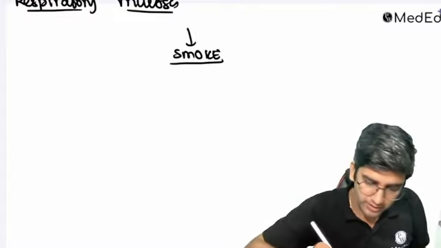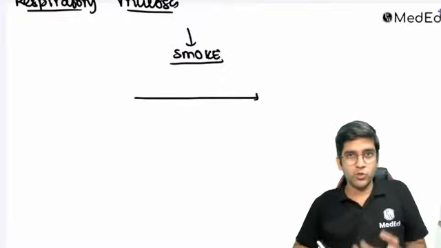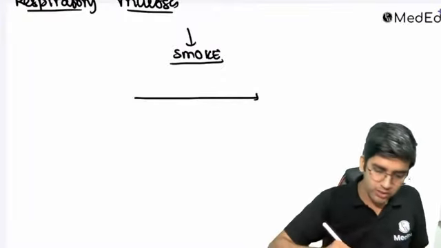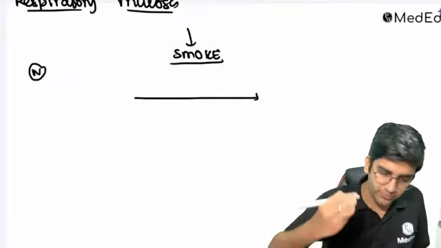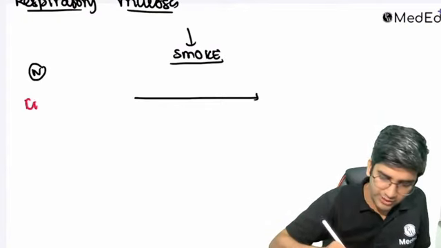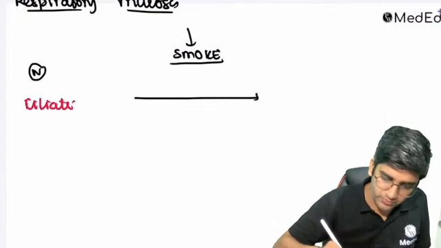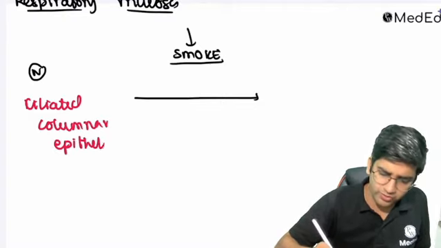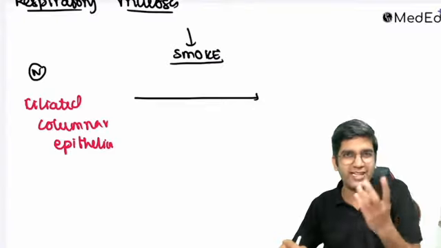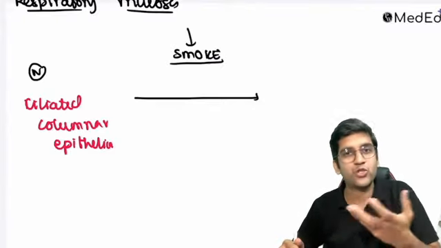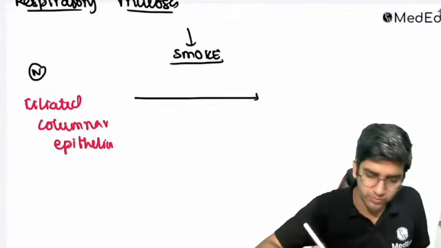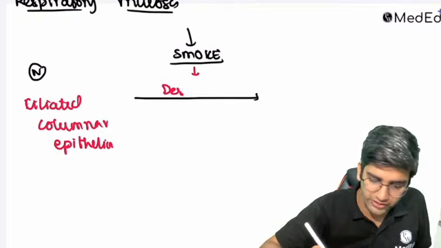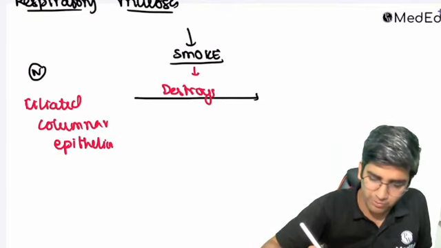Fine. Okay. Let's say a person smokes. Smoke goes into the respiratory tree, right? The normal respiratory mucosa has stratified ciliated columnar epithelium. You must have definitely known this, right? It's a ciliated columnar epithelium. The cilia will be destroyed by smoke. The smoke destroys cilia.